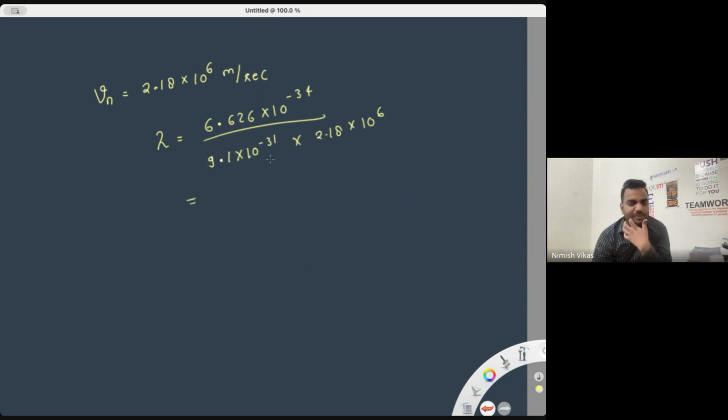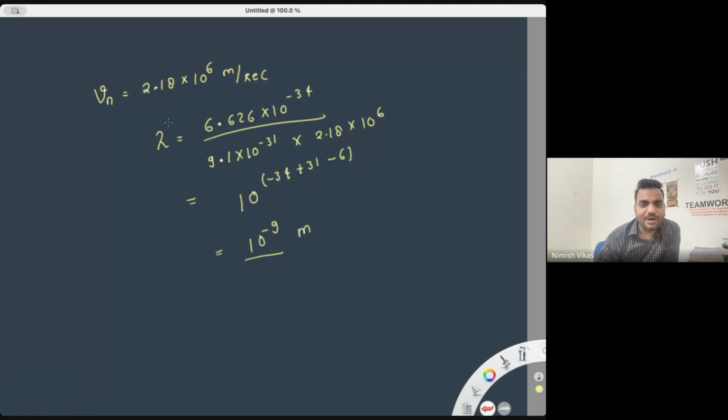If we just work on the powers of 10, we get -34 plus 31 minus 6, which is -3 minus 6, that is -9. So 10 to the power -9 meter, somewhere close. Even if it becomes 10 to the power -10, that is also 1 angstrom. So this wavelength, we especially cannot neglect for a particle like an electron.